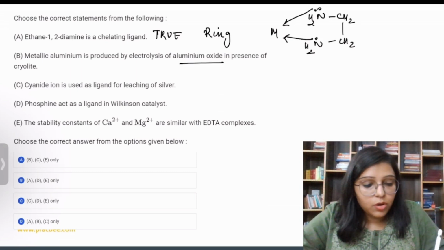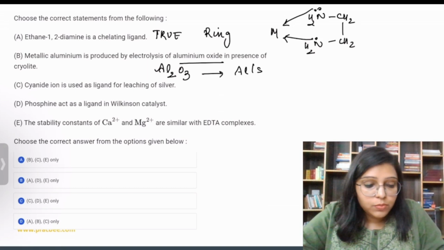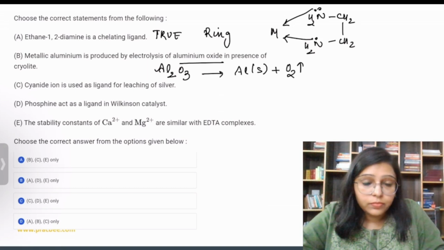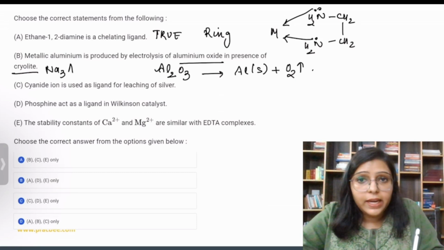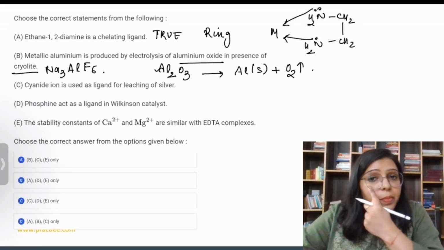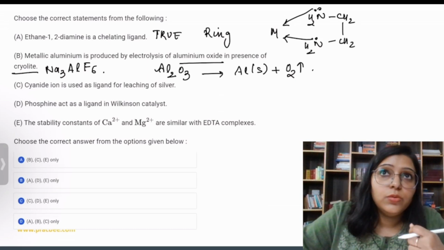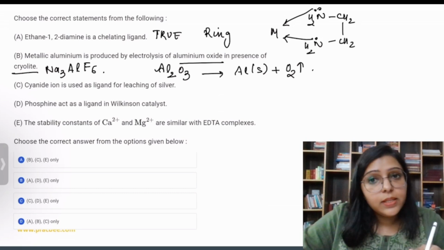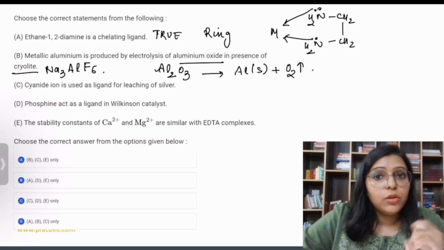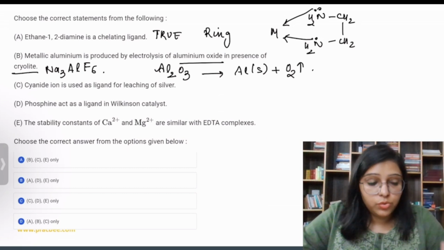Next, metallic aluminium is produced by electrolysis of aluminium oxide in the presence of cryolite. See, if you do electrolysis of aluminium oxide, you get aluminium solid and oxygen gas released, and this happens in the presence of cryolite, Na3AlF6. So we use cryolite in order to decrease the melting point and to make the solution more conducting. So this is true.